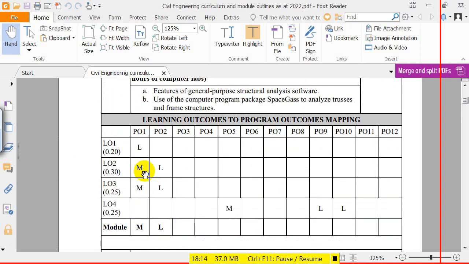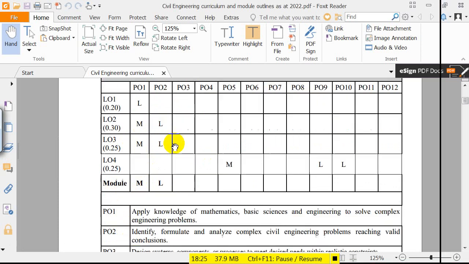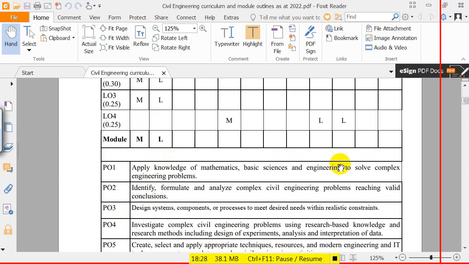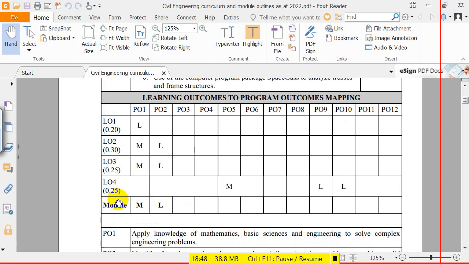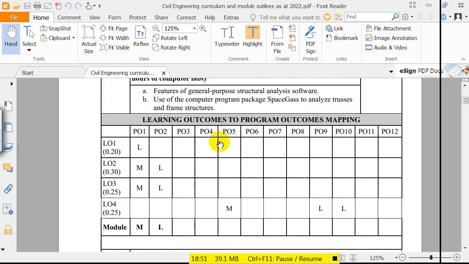So this mapping shows how low, medium, high means. Say if you take PO1, overall it's medium. And if it's PO2, it's low. So PO2 is this program outcome. So here, in the second year, we don't do complex engineering problems. So that's why it's very low. We don't look at that. But applying the knowledge of mathematics, basic sciences are to a medium level. So that's why this is M. Okay, so this is how you map your learning outcomes with the program outcome.